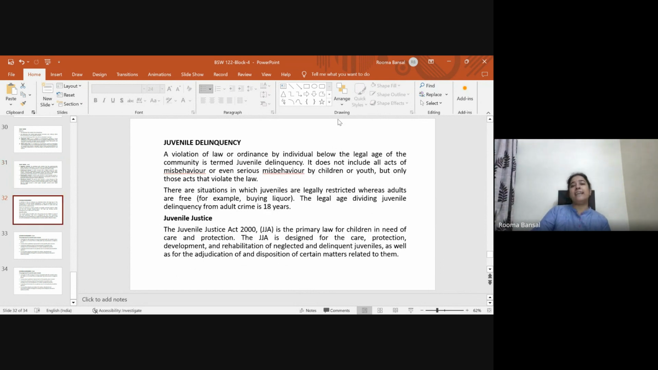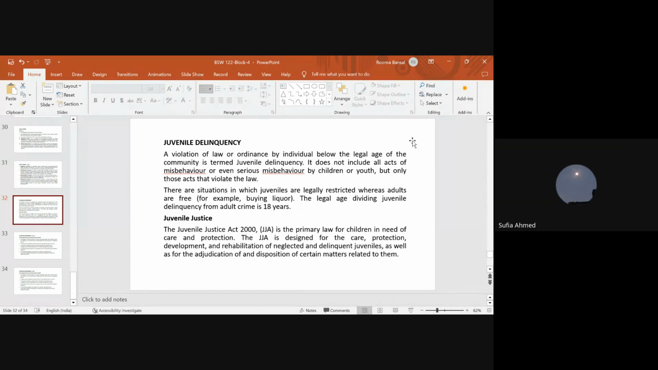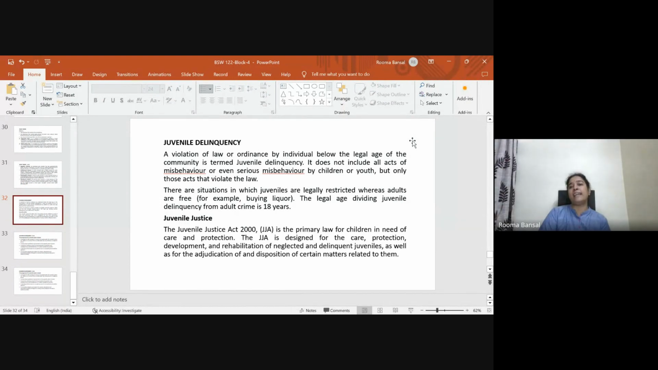Our next is juvenile delinquency. Sufia, you were asking about it. Violation of law or ordinance by an individual below the legal age of the community is termed juvenile delinquency. It does not include all acts of misbehavior or even serious misbehavior by children or youth, but only those acts that violate the law. Here it means if a person below the age of 18 years in our country commits some crime, he or she would be known as a juvenile criminal.